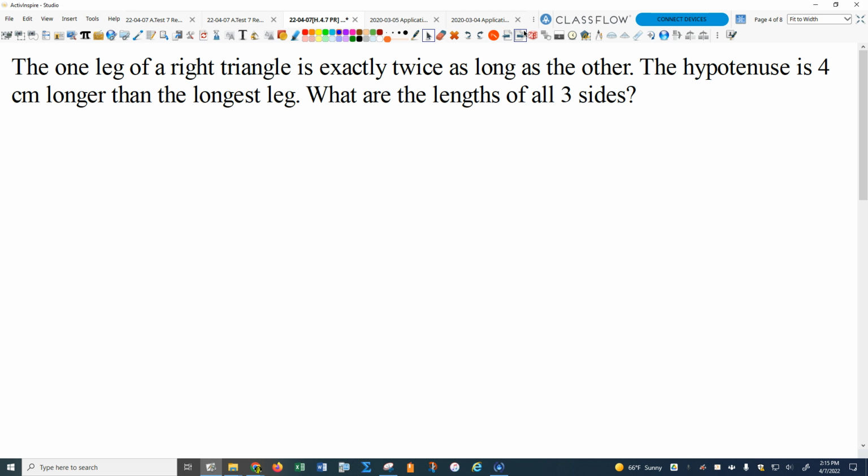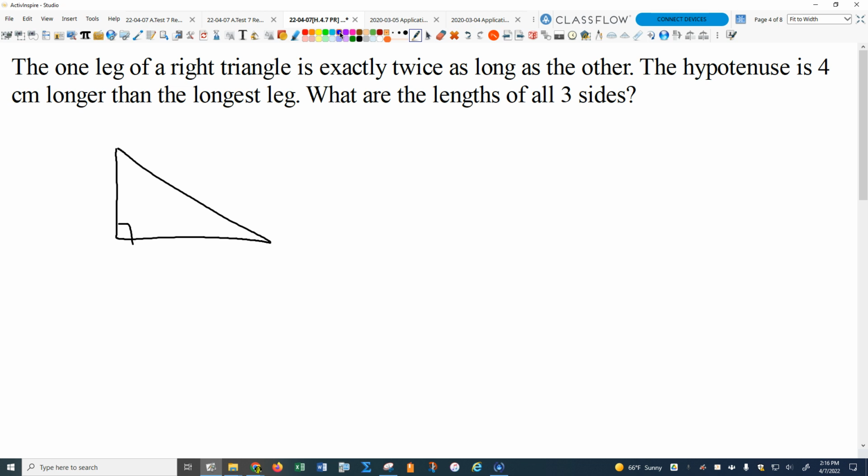One leg of a right triangle is exactly twice as long as the other. The hypotenuse is 4 centimeters longer than the longest leg. What are the lengths of all 3 sides? So we need to build a right triangle. Okay, and we want to find the lengths of all those sides.